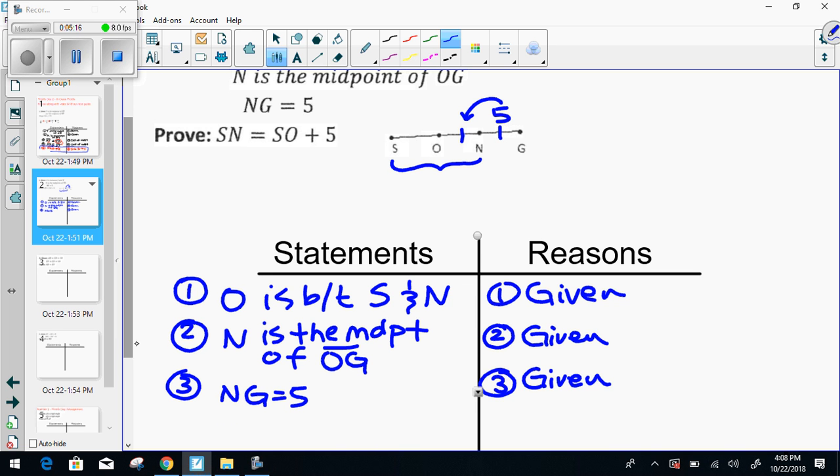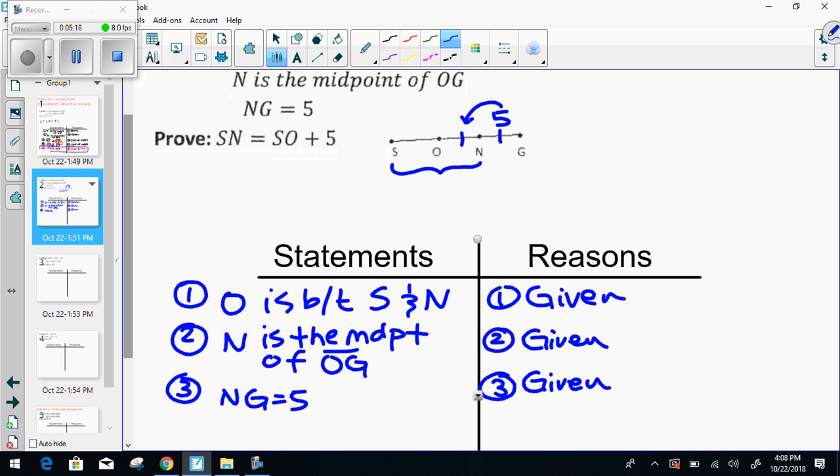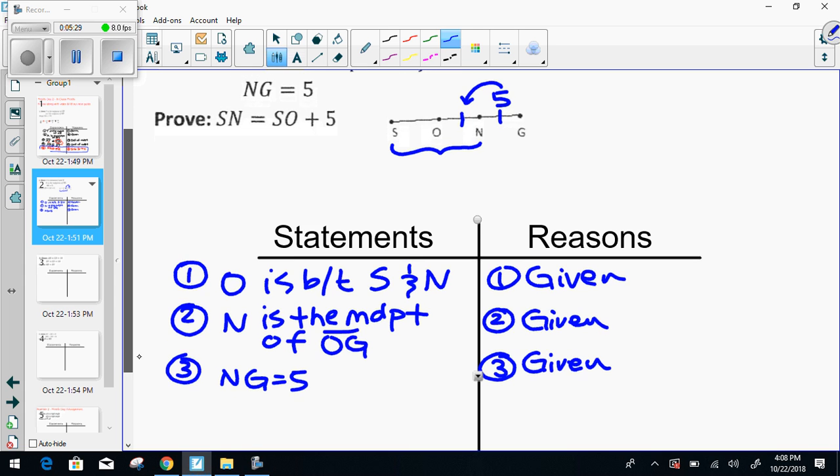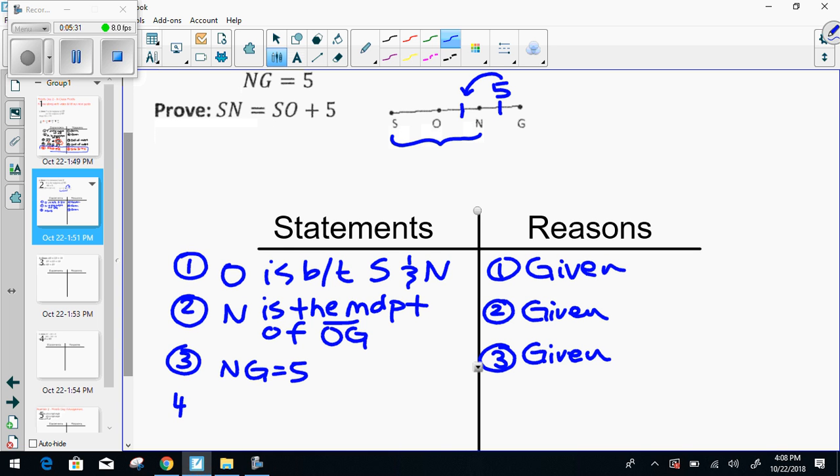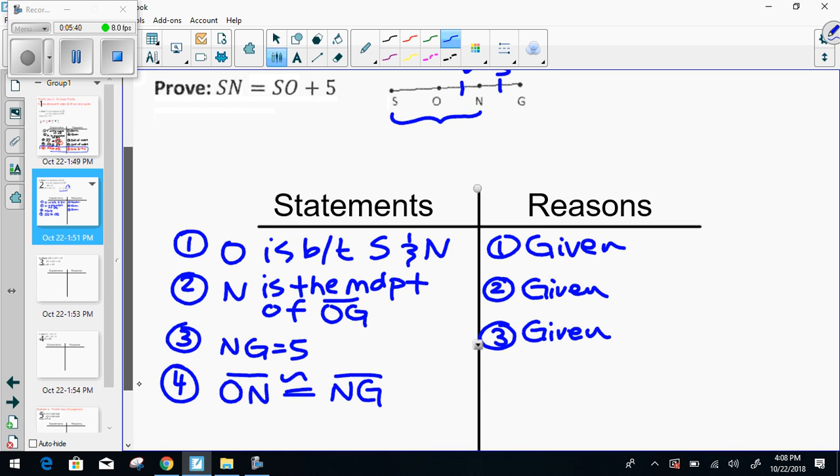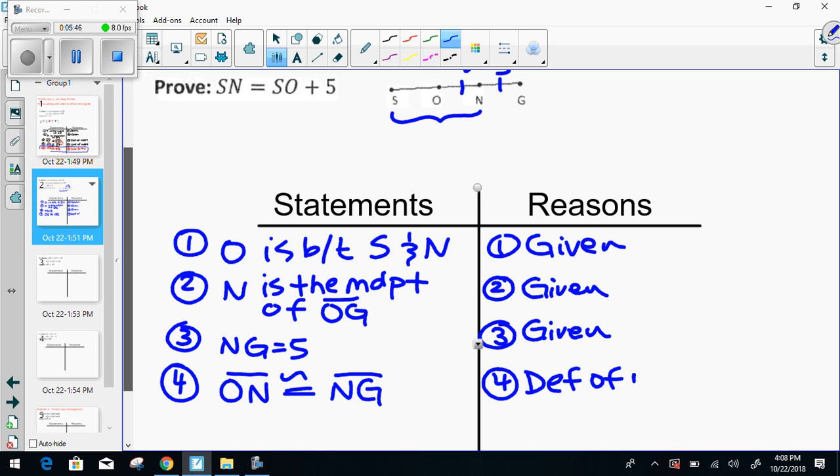Our proof has to use the segment addition postulate. You have to say segment SN is created by SO and ON. So we need to somehow make a formula. First of all, let's conclude that segment ON is congruent to segment NG. That's the definition of midpoint. That's how we knew those two segments were congruent. So this is definition of midpoint.